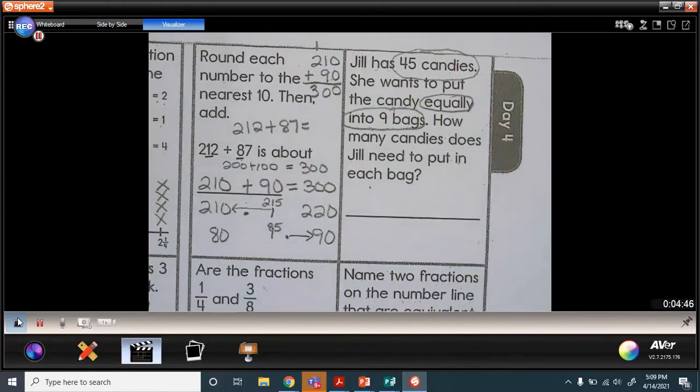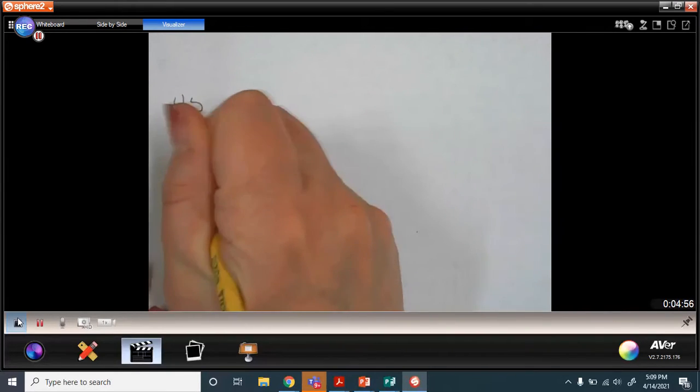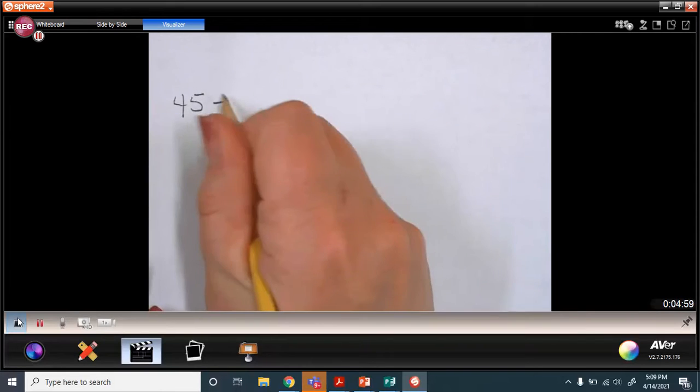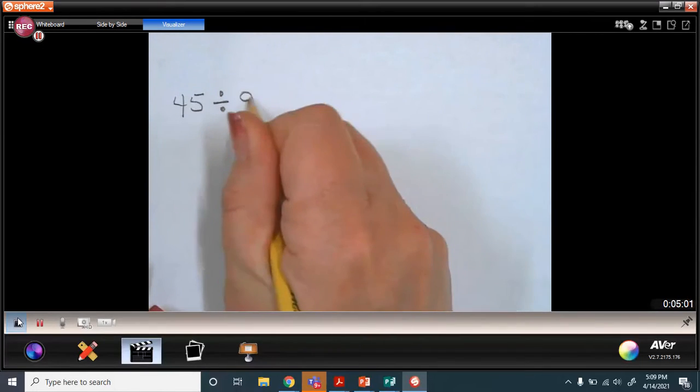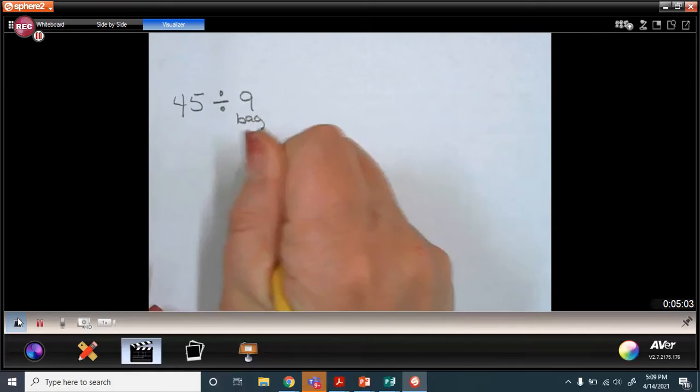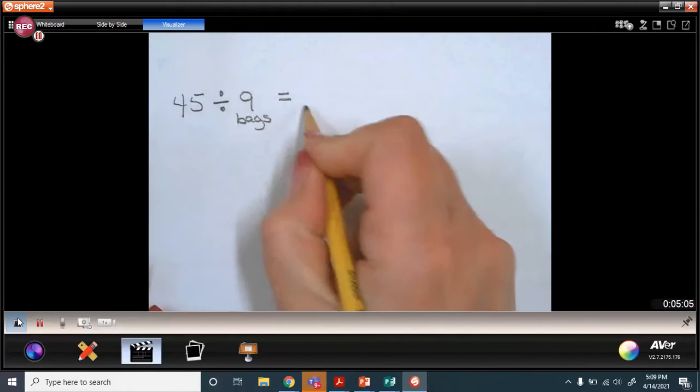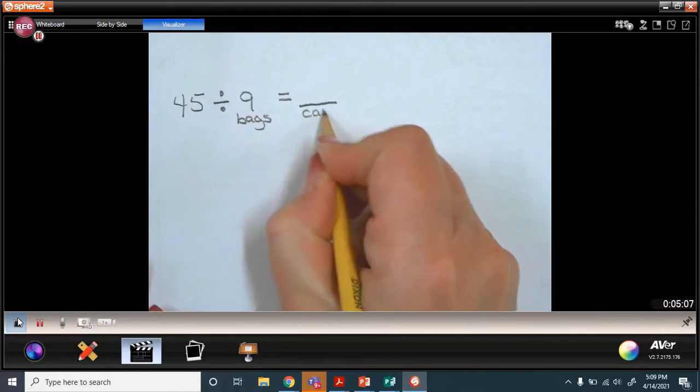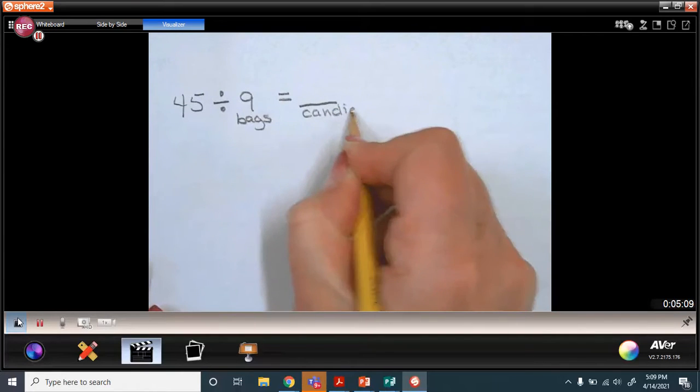So I'm going to turn my paper over, and we're going to do a little quick model to show what that looks like. I'm taking these 45 candies and I'm sharing them equally into the bags. So those are my groups, and I want to know candies in each bag or each group.